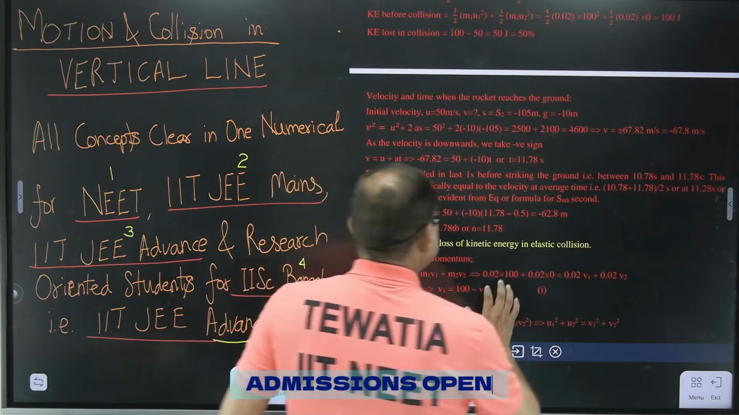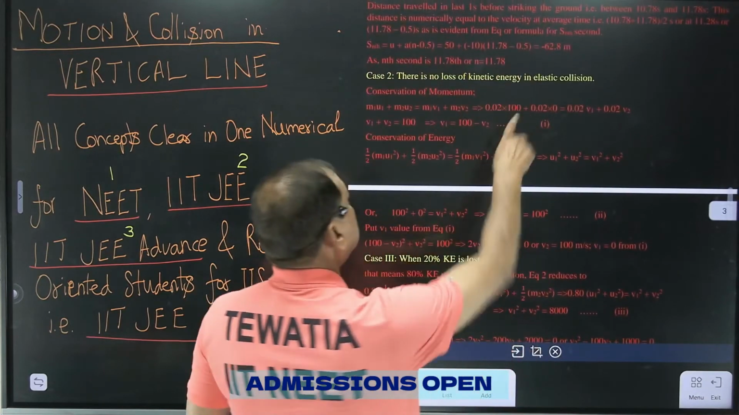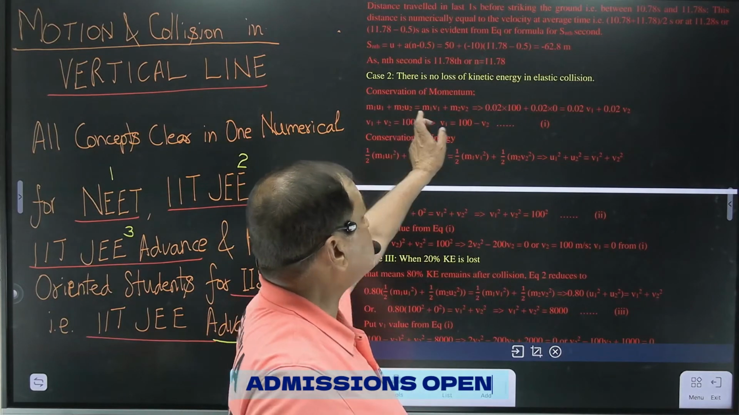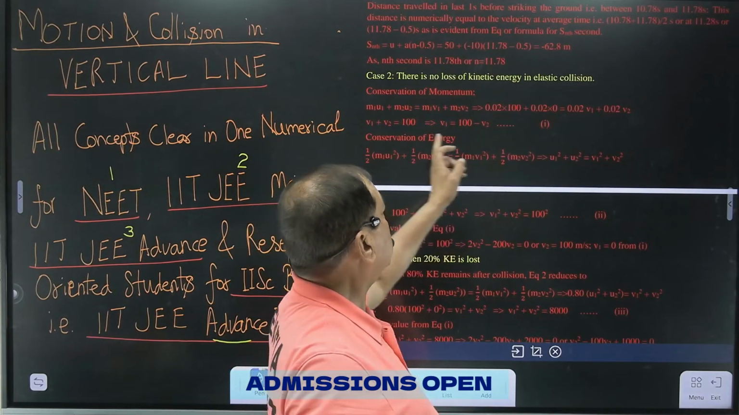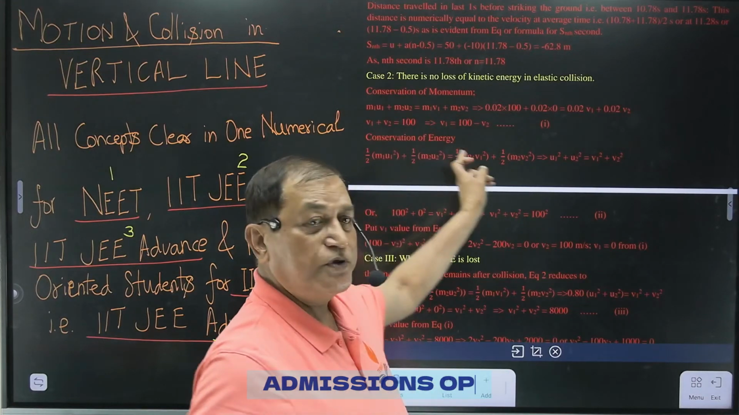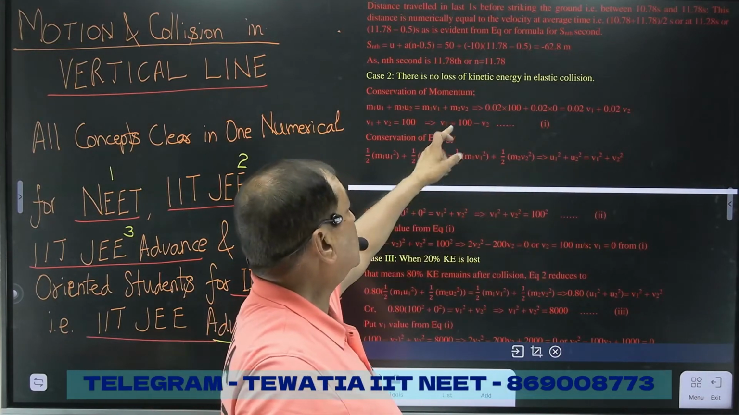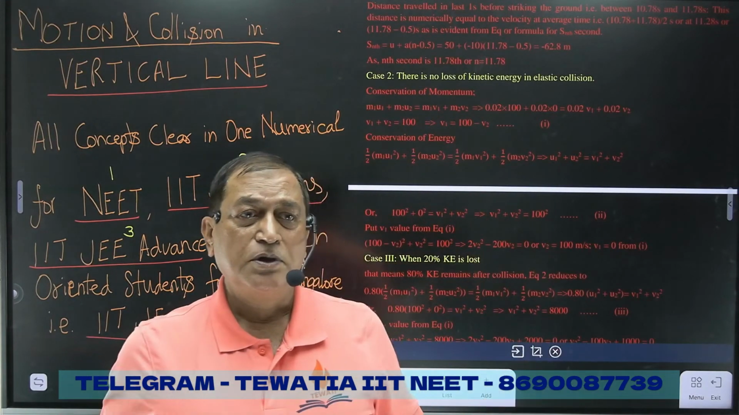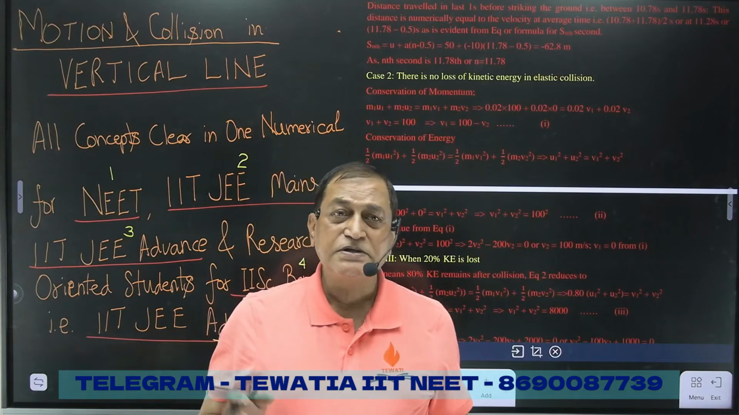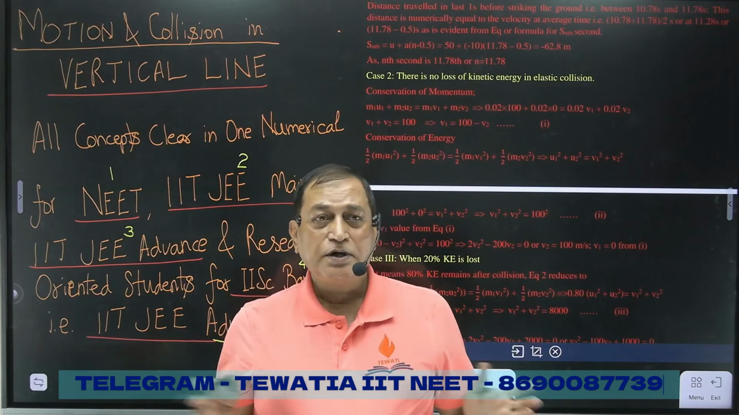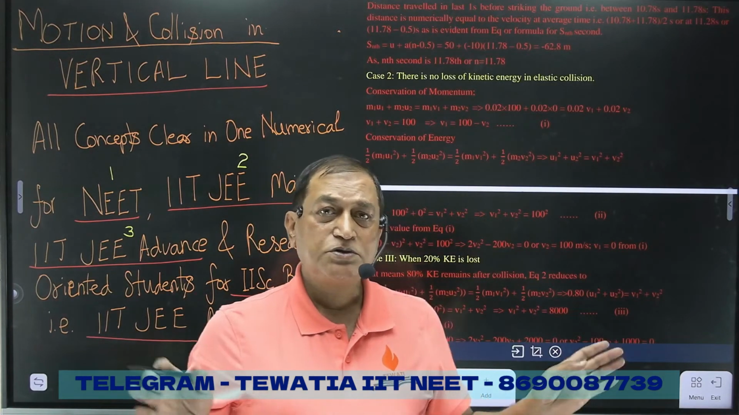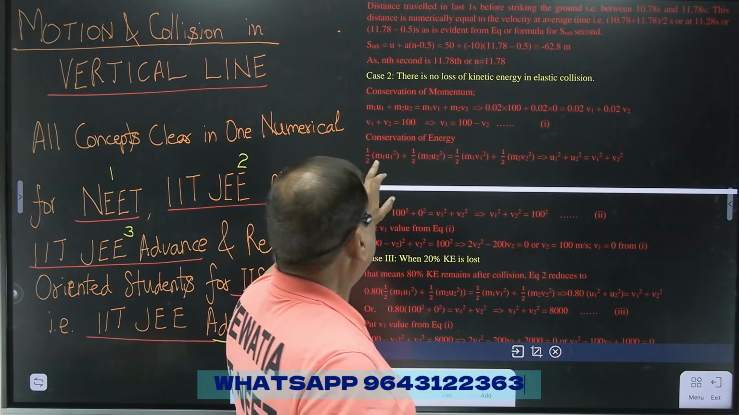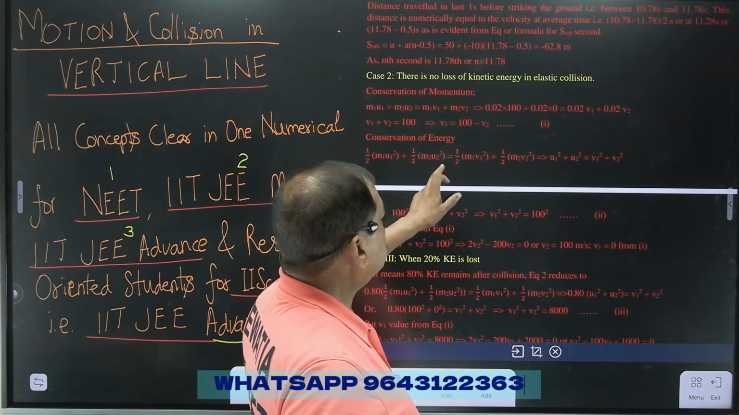Now we come to case 2. There is no loss of kinetic energy in elastic collision. So we equate the conservation of momentum law as earlier, and we get this equation v1 plus v2 is equal to 100. Earlier also it was. Conservation of momentum law holds good everywhere, whether the collision is elastic, inelastic, or in between these two. It holds good everywhere.